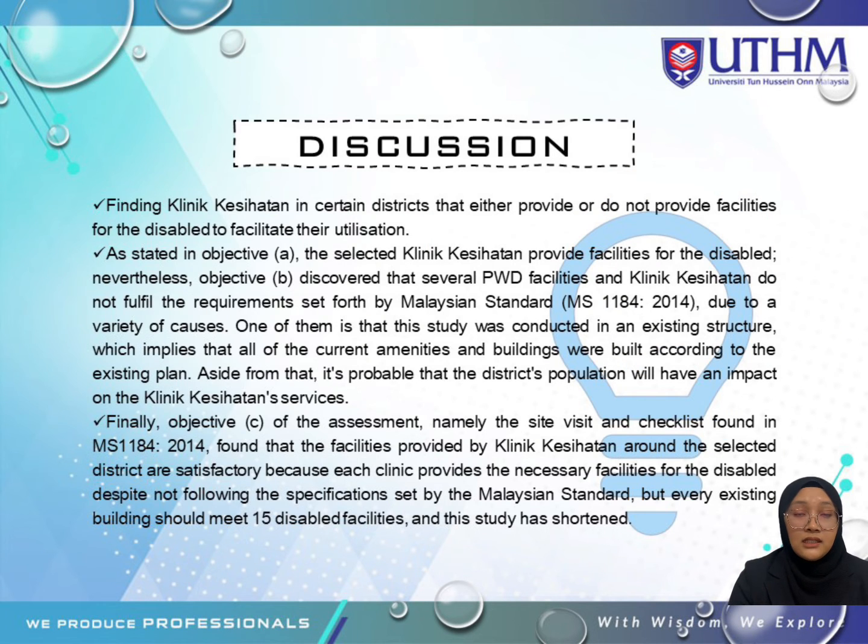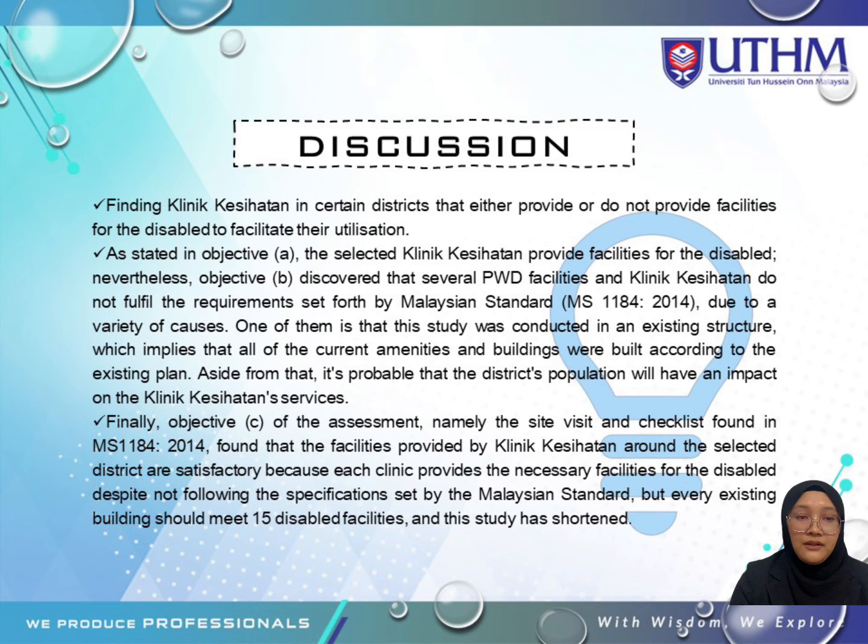Next is discussion. For discussion, this case study finds that the klinik kesihatan in the district either provide or do not provide facilities for the disabled to facilitate their utilization. On objective A, the selected klinik kesihatan provide facilities for the disabled. Nevertheless, for objective B, it was discovered that several PWD facilities in the klinik kesihatan do not fulfil the requirements set forth by the Malaysian Standard, due to a variety of causes. One is that the study was conducted on existing structures, where the klinik kesihatan already had those facilities. Secondly, the current situation and building follow the existing plan. Aside from that, the district population also impacts the klinik kesihatan service.